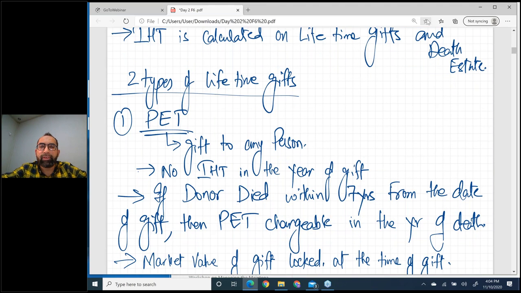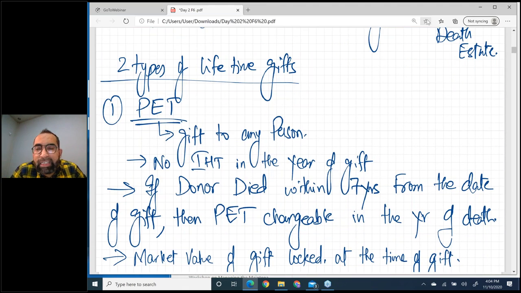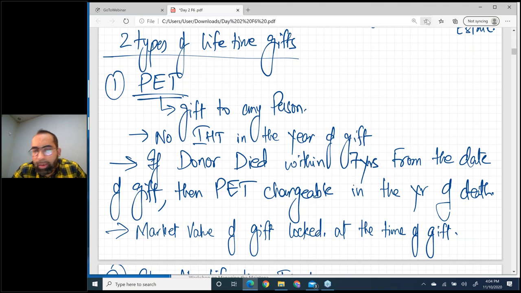The first gift we call PET, and the full form is potentially exempt transfer. Now, sir, what is a potentially exempt transfer? One person gives a gift to another person, and that is a PET, potentially exempt from the IHT point of view. Sir, what does it mean?